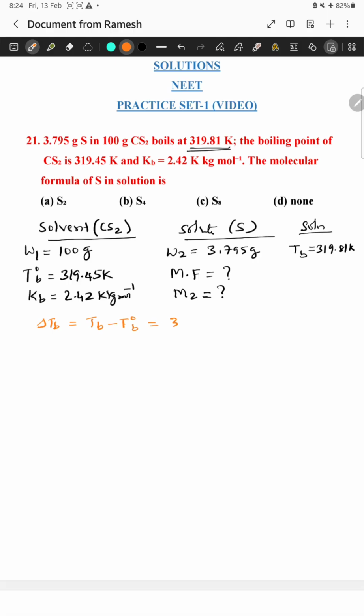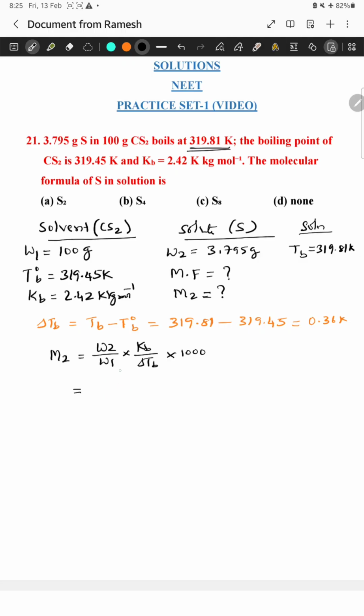The formula is boiling point of solution minus boiling point of solvent. So 319.81 minus the boiling point of solvent, 319.45. If you find the difference, it will be 0.36 Kelvin. Now to calculate M2, use this formula: molecular mass of solute M2 is equal to W02 divided by W01 into Kb divided by delta TB into 1000.